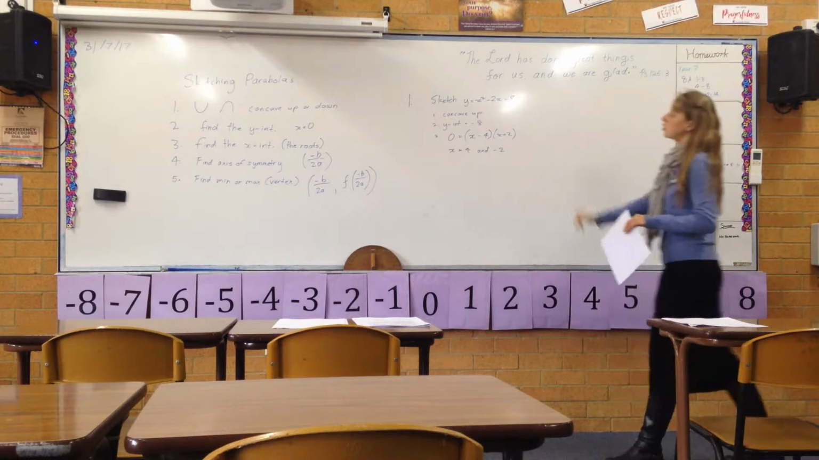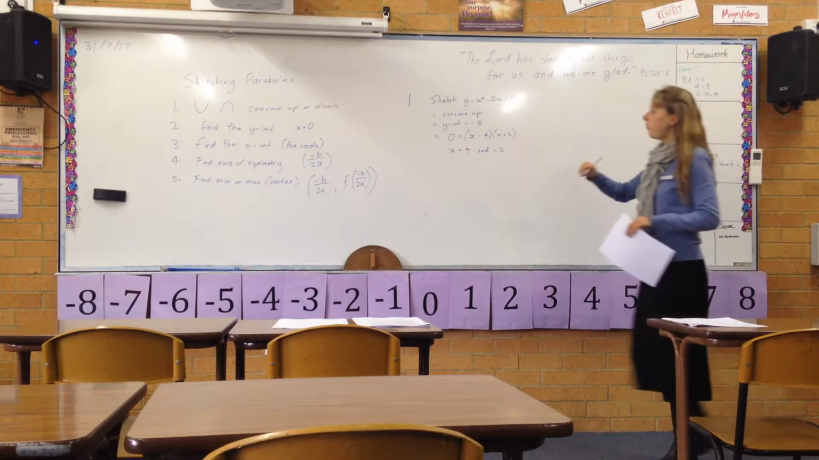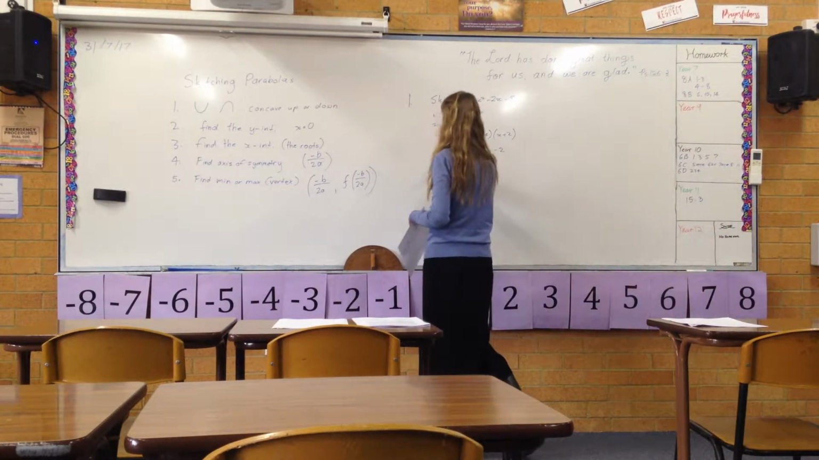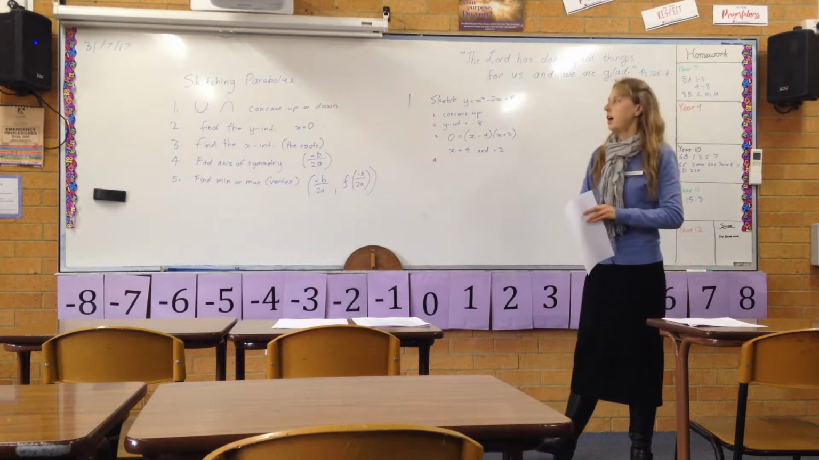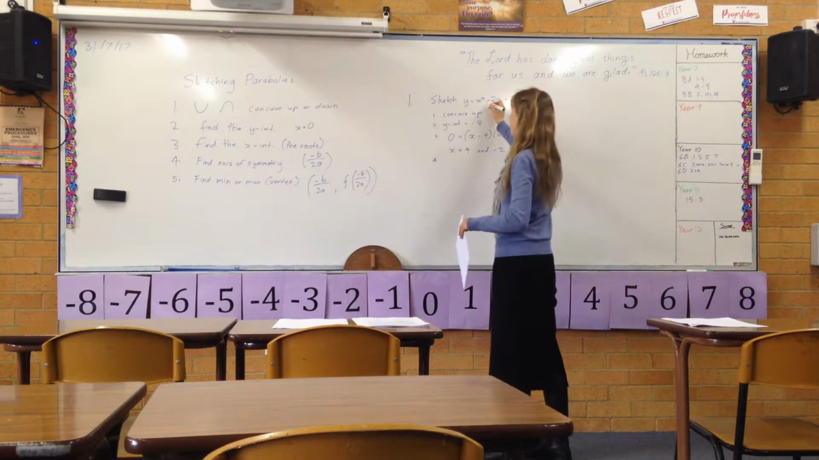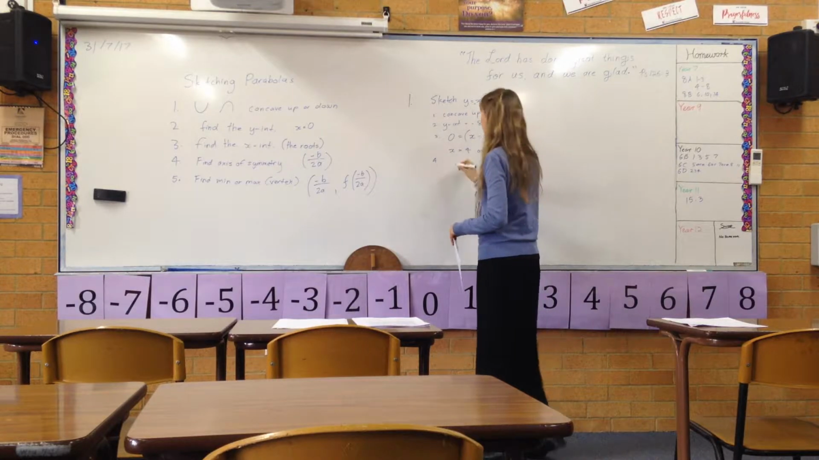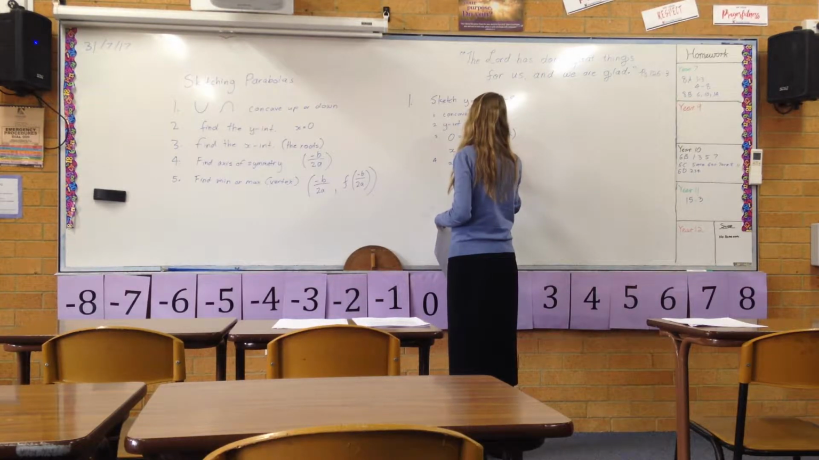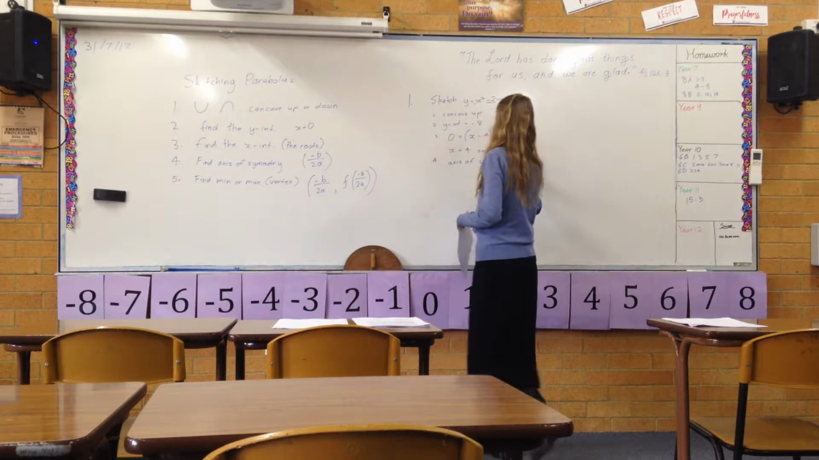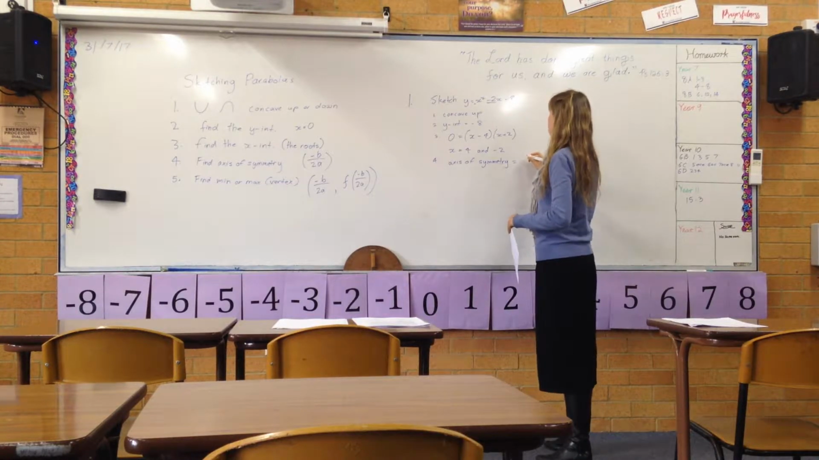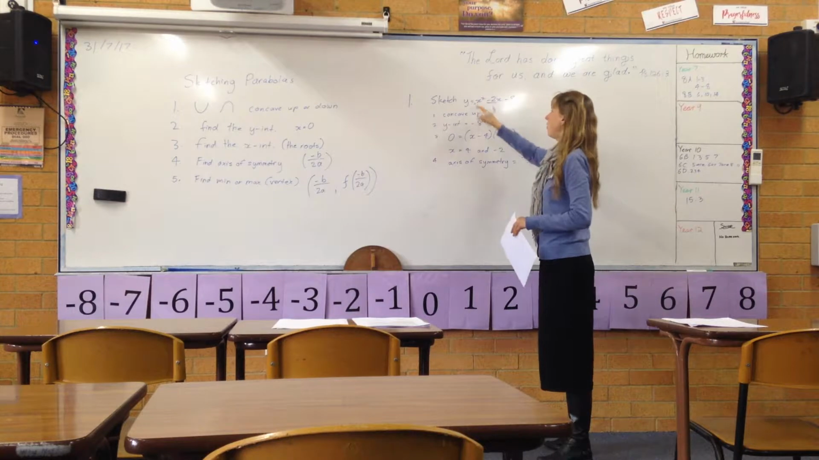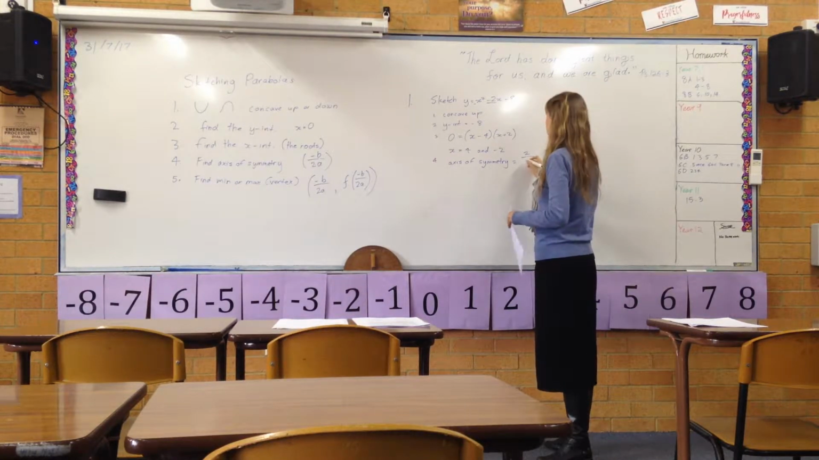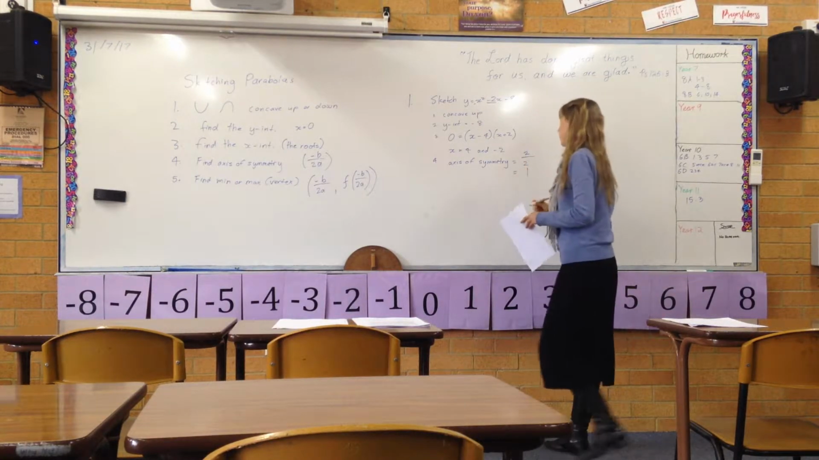So I've done the first 3 steps here. Step 4, finding the axis of symmetry. Well, I have my b and I have a, which is 1. So the axis of symmetry equals minus b. Well, if b is minus 2, that's going to be plus 2 over 2 times 1, which is 2 over 2. So the axis of symmetry is going to be 1.